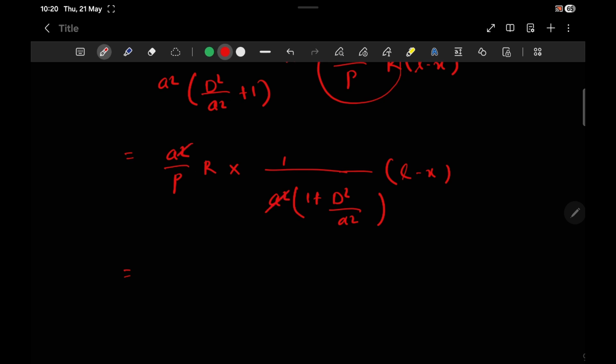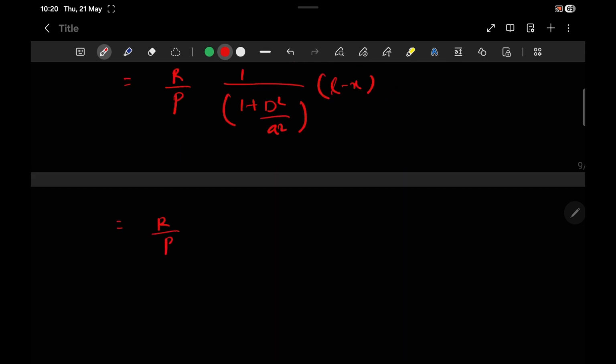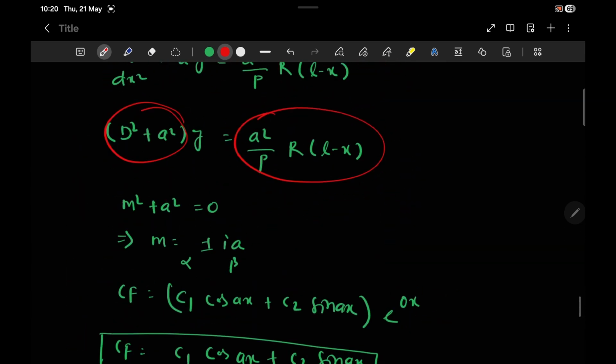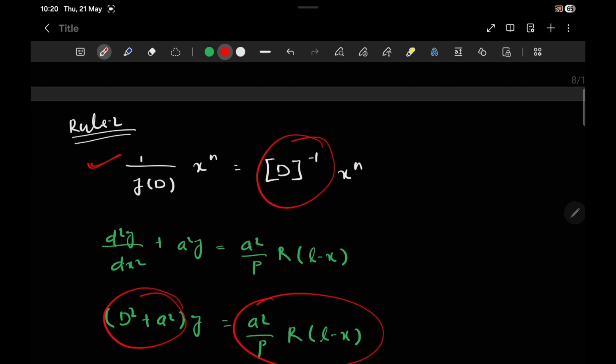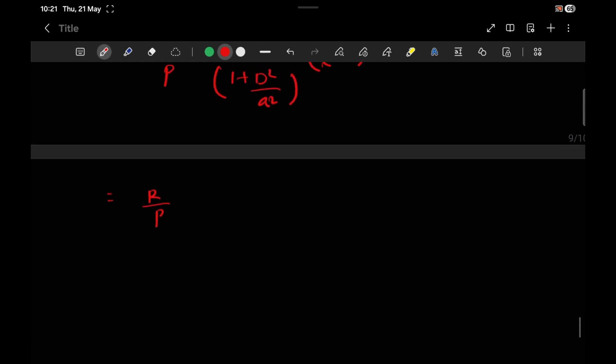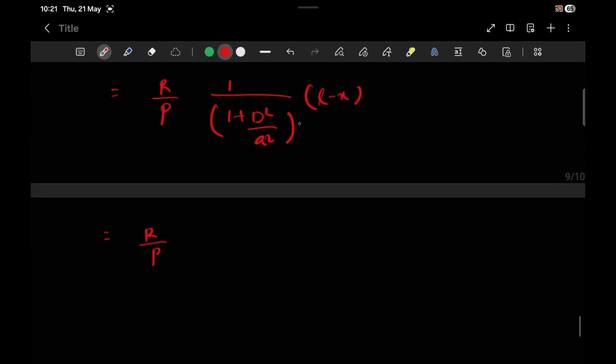So a square and a square cancel out, so r by p, 1 by 1 plus d square by a square multiplied by L minus x. So r by p, and we have to take the inverse of the function of d. So this goes up to the power minus 1, so (1 plus d square by a square) to the power minus 1 times (L minus x).